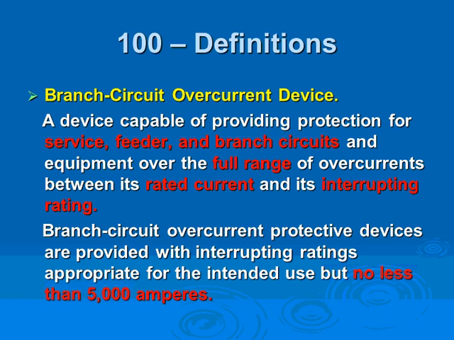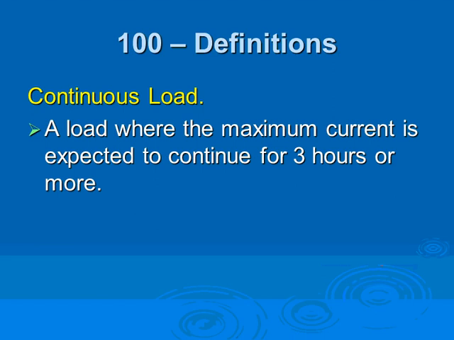I can't emphasize enough the words service, feeder and branch circuit. Though the name says overcurrent branch circuit, it protects all of them. Continuous operation. I can't emphasize that it's 3 hours or more, the maximum current expected to continue for 3 hours or more. So if you have a piece of equipment, an air handling unit, and the full load amp of this air handling unit is 50 amps, when it's fully loaded, it's 50 amps. If that 50 amp continues for 3 hours or more, this piece of equipment is what? Continuous.